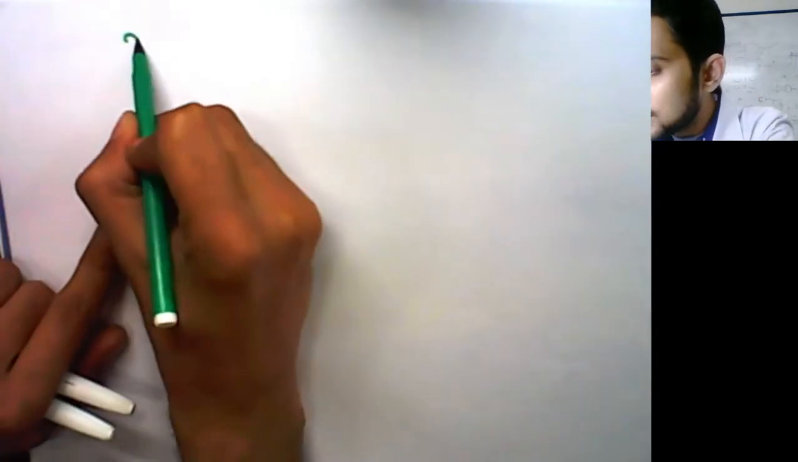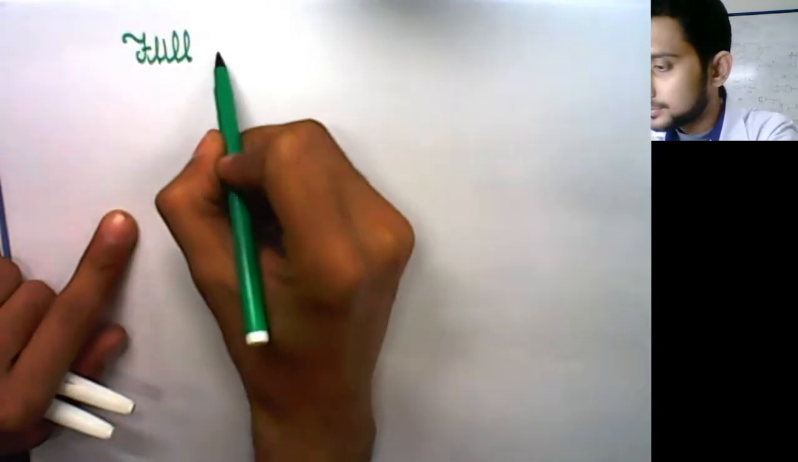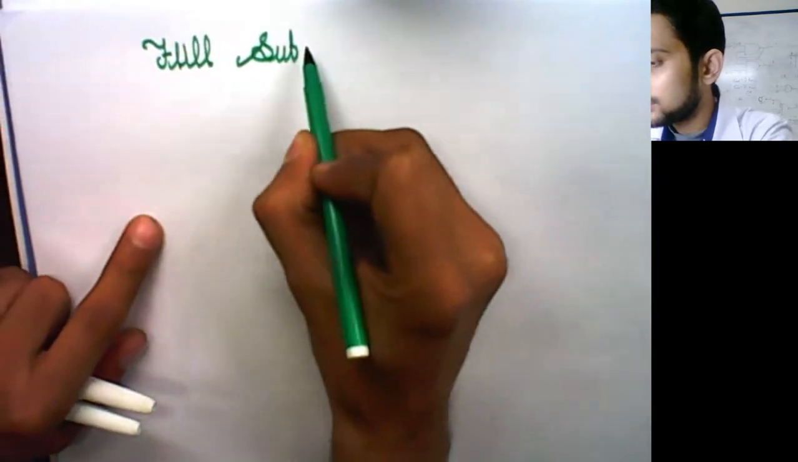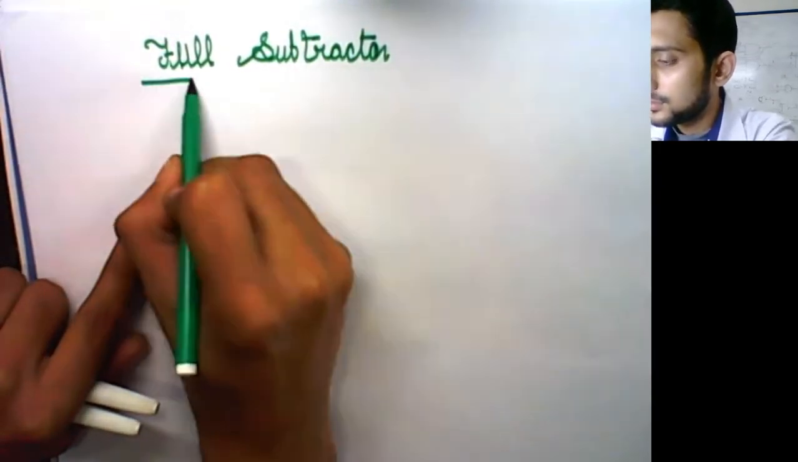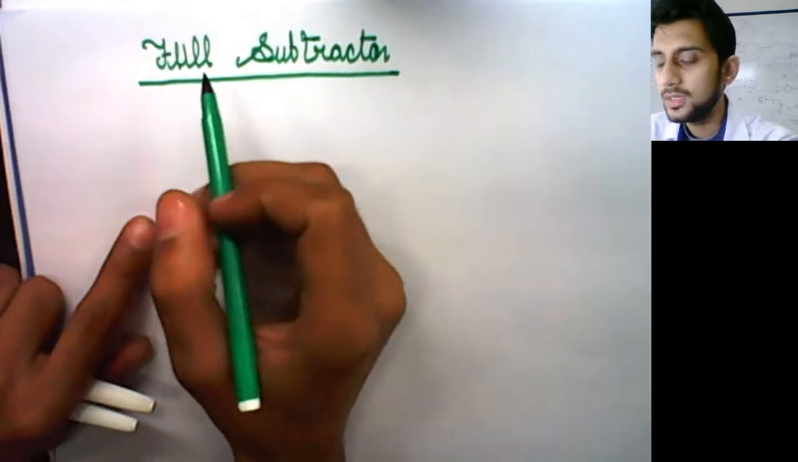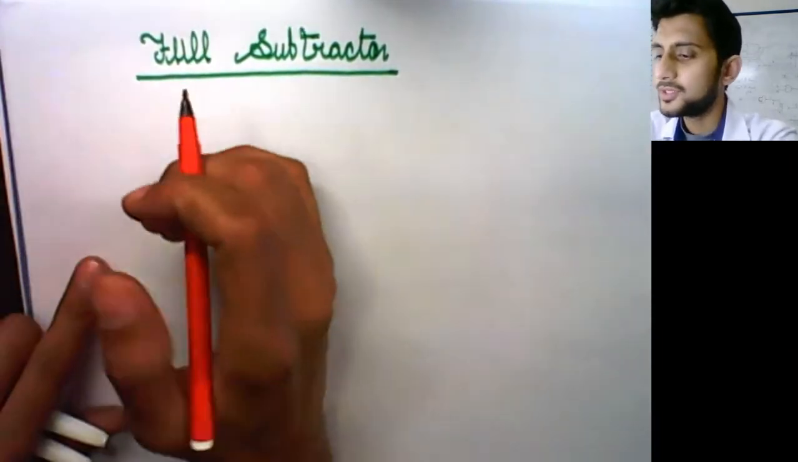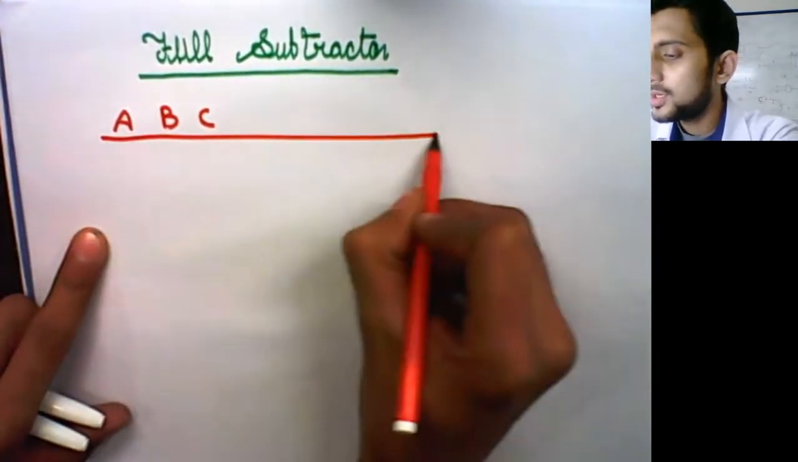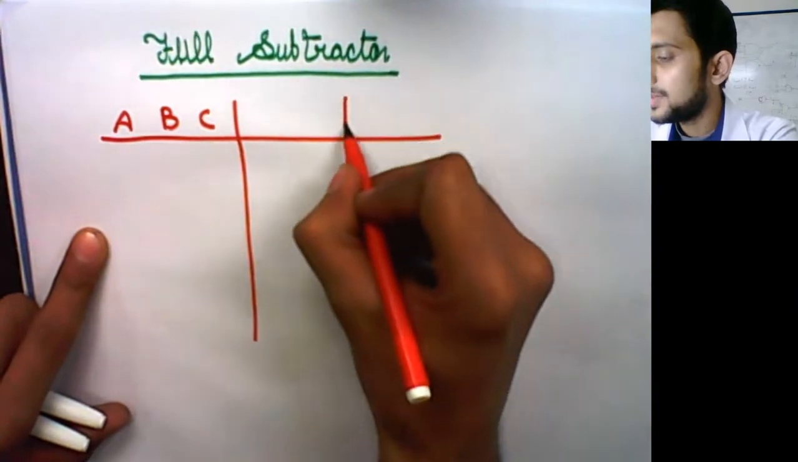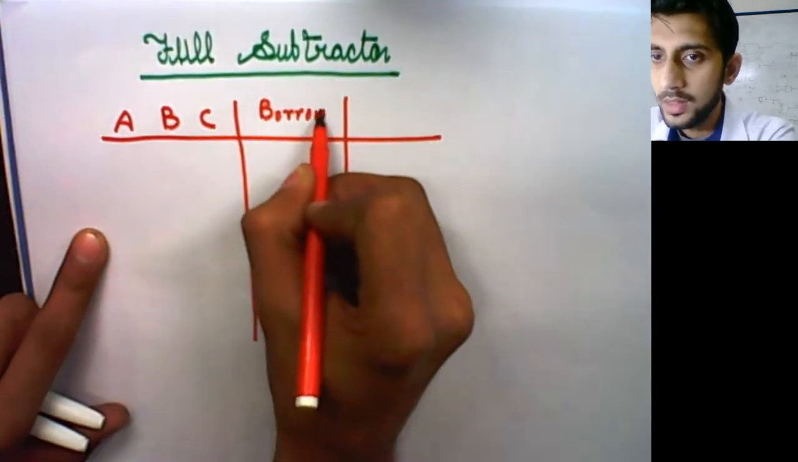Welcome back, and now we will discuss what is called a full subtractor. Actually, in a full subtractor what we have is 3 bits, and the output is represented in 2 separate bits given by borrow and subtract.